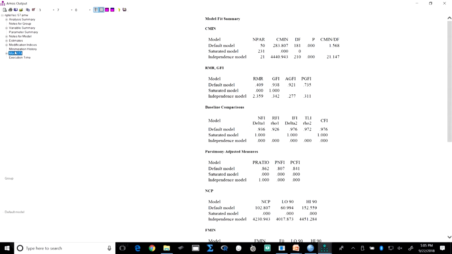So, when you look at this output, the output says that the chi-square by degree of freedom of the model is 1.568. Now, if you remember, we had said that anything below 3 is acceptable. Below 2 the chi-square by degree of freedom is very good, above 3 and below 5 moderate, above 5 not so good, above 10 not acceptable.